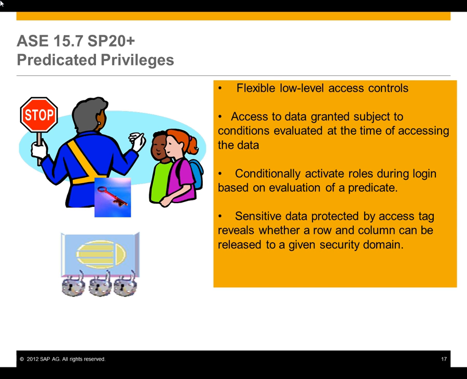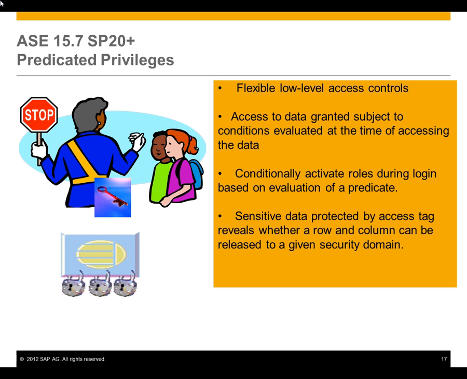We also have this concept now, starting in ESD2, that we call predicated privileges. And this allows you to really build very flexible, very low-level access controls. Access to information can now be more easily granted subject to conditions that are in play at the time that someone is accessing the data. So things like what system are they accessing it from? Who is the user?